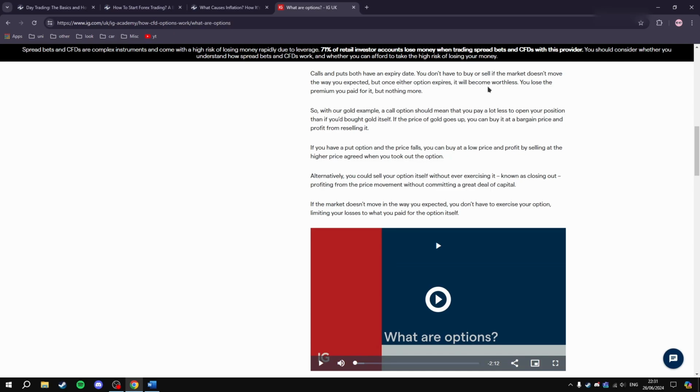Calls and puts both have an expiry date. You don't have to buy or sell if the market doesn't move the way expected.